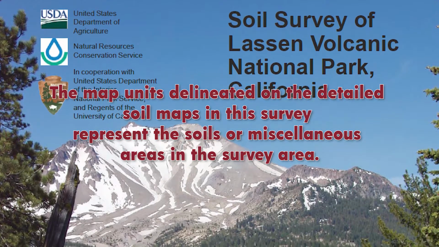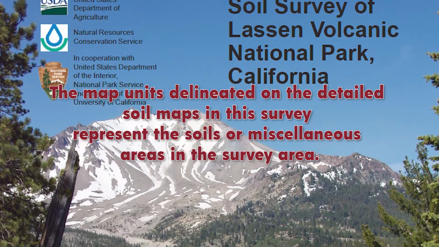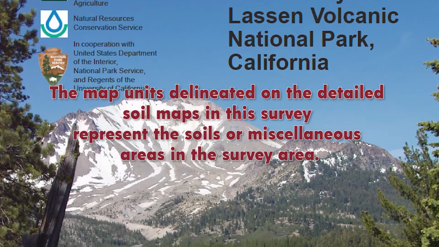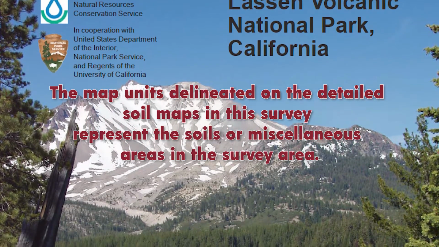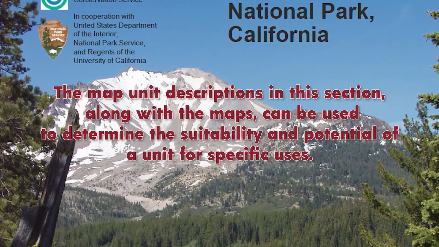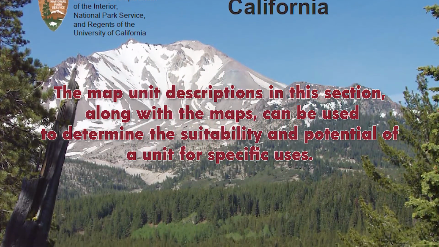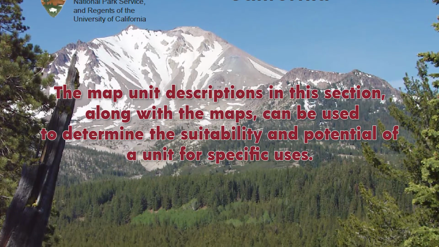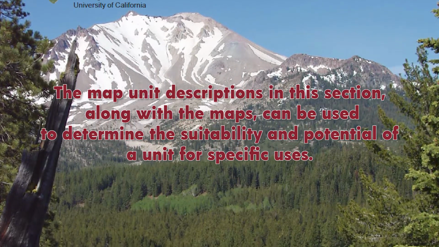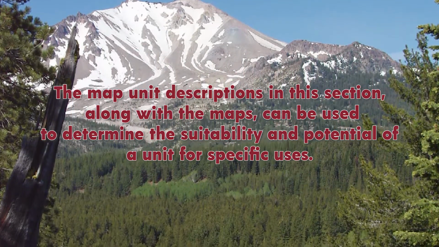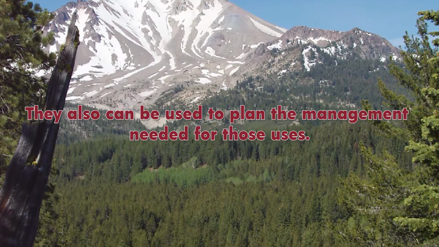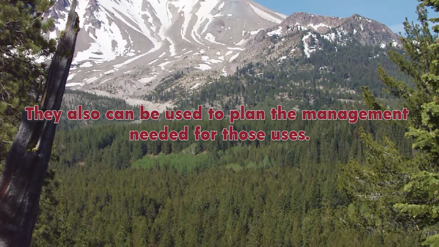The map units delineated on the detailed soil maps in this survey represent the soils or miscellaneous areas in the survey area. The map unit descriptions in this section, along with the maps, can be used to determine the suitability and potential of a unit for specific purposes. They can also be used to plan the management needed for those uses.